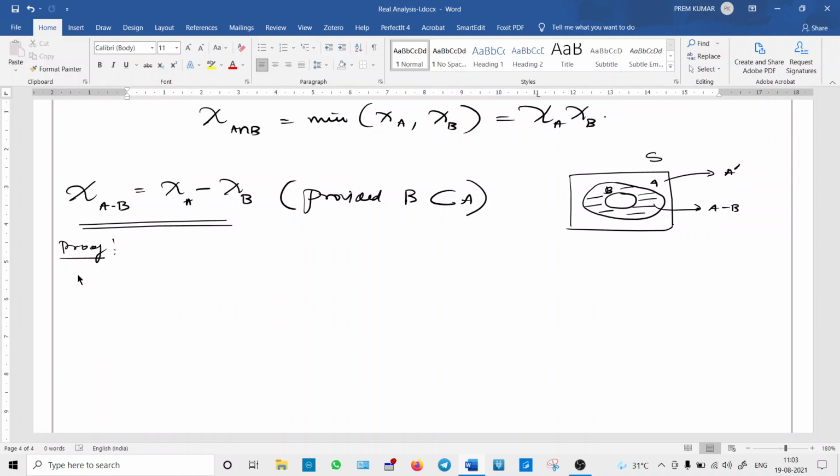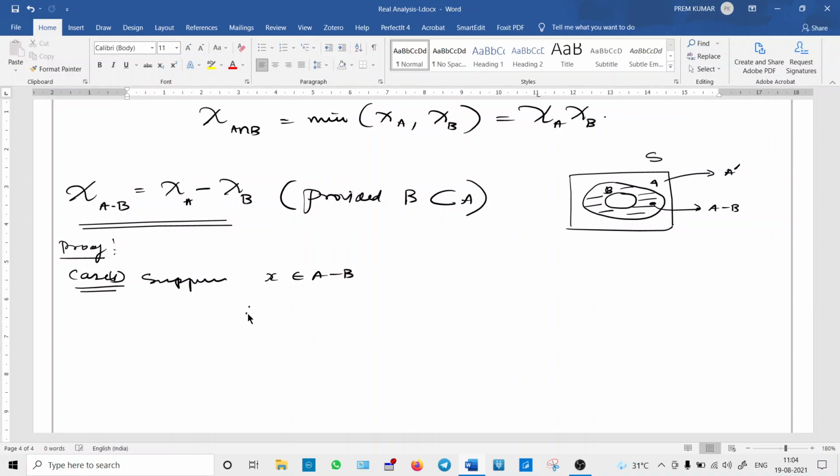Now we have to prove this one. Case 1. Suppose we assume that X is belonging to A difference B. That is, X is falling here. My X is falling here.